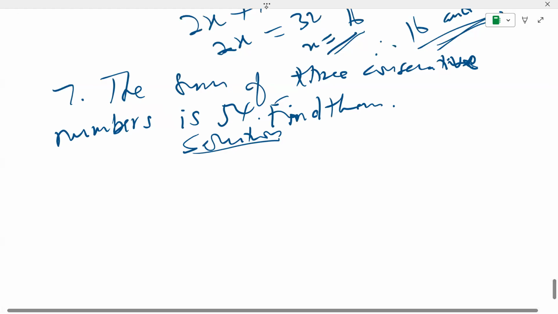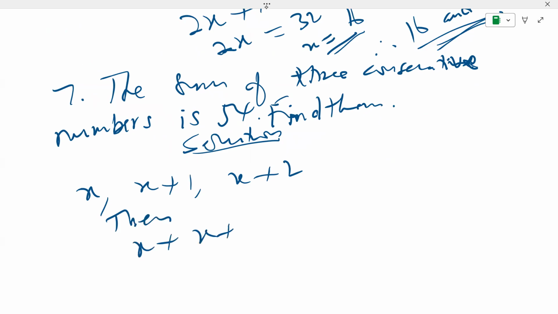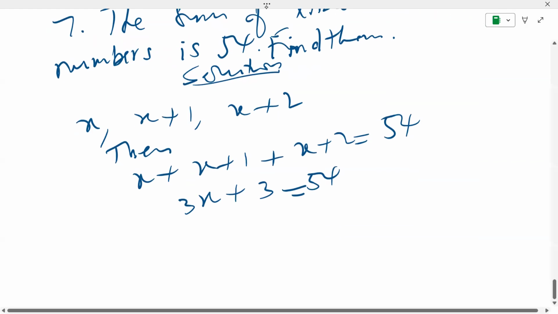For this one too, we shall let the 3 consecutive numbers be x, x plus 1, then x plus 2. Then we add all of them and equate it to 54. So we shall get 3x plus 3. So we are grouping the like terms. x plus x plus x is 3x. Then 1 plus 2 is 3. That is equal to 54.